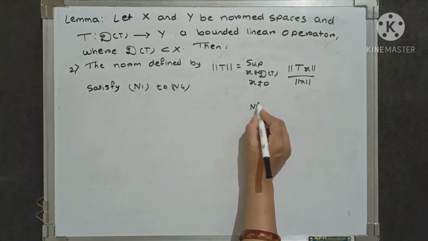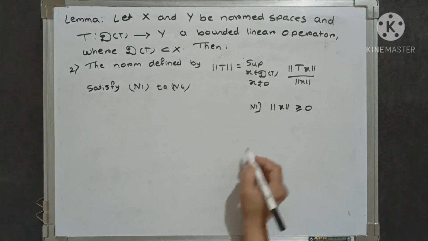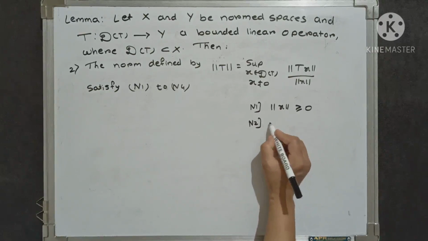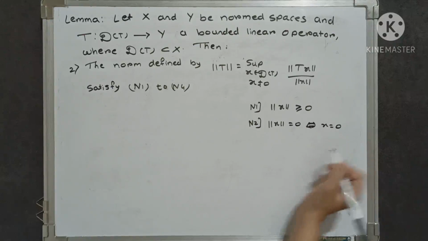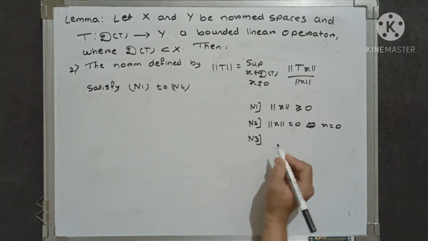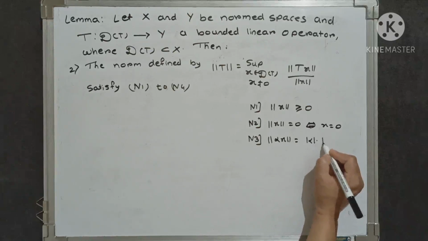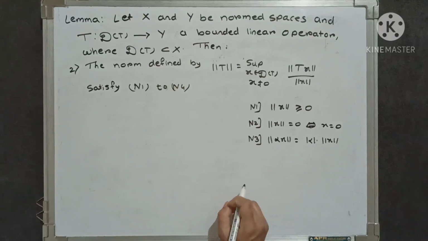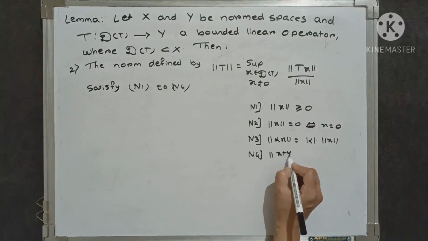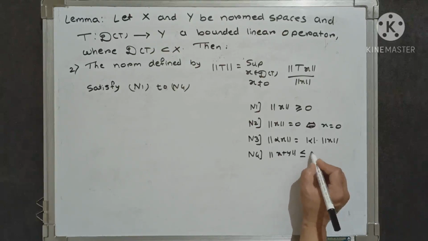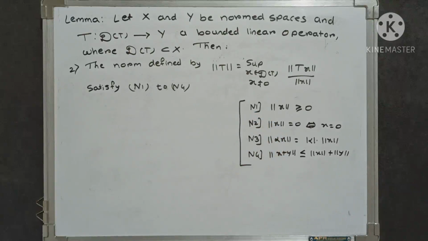The first axiom of a norm, that is N1, is that ‖x‖ is always greater than or equal to 0. The second property of a norm is ‖x‖ = 0 if and only if x = 0. The third axiom is ‖αx‖ = |α|‖x‖, where α is any scalar. And the fourth property of a norm is ‖x + y‖ ≤ ‖x‖ + ‖y‖. These are the four axioms of a norm.